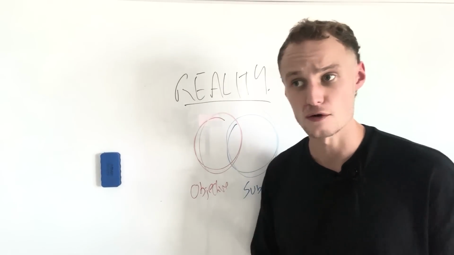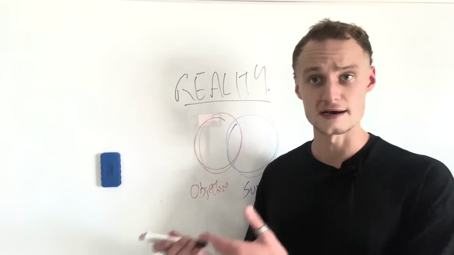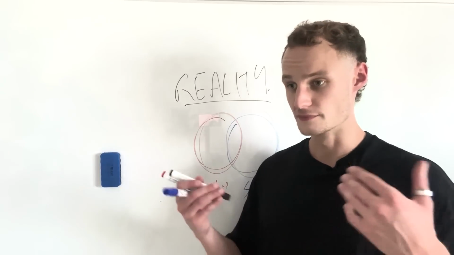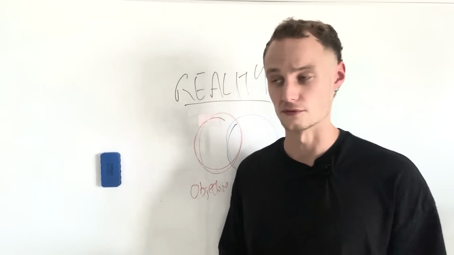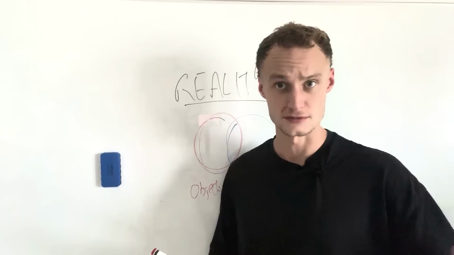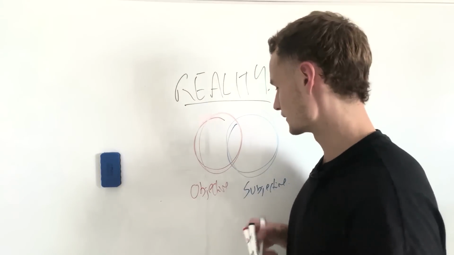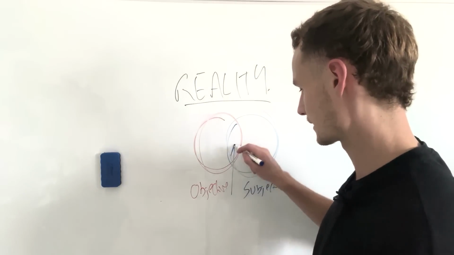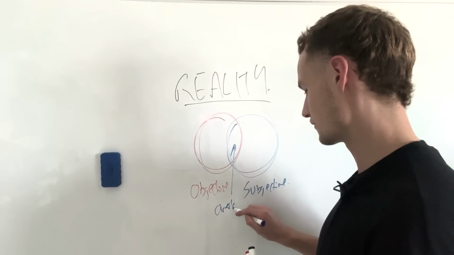I can tell you right now that the reality that I live and the way that I see the world is probably vastly different from the way that you see the world, or the way that your parents see the world, or the way that Jeff Bezos sees the world. What you want to do is have as much of this overlap as you possibly can. This is called a subjective overlap.